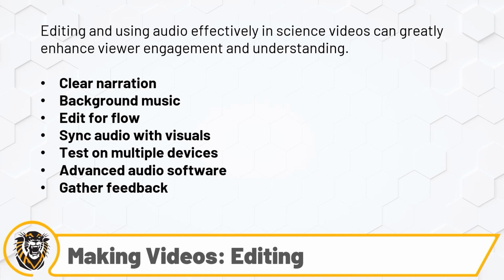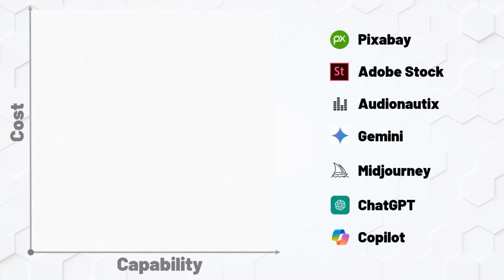Finally, be sure to gather feedback before finalizing. Get feedback from a few people to ensure the audio is effective and the message is clear. They might notice things that you've missed. By paying close attention to audio quality and synchronization, you can significantly enhance the effectiveness and professionalism of your science videos.